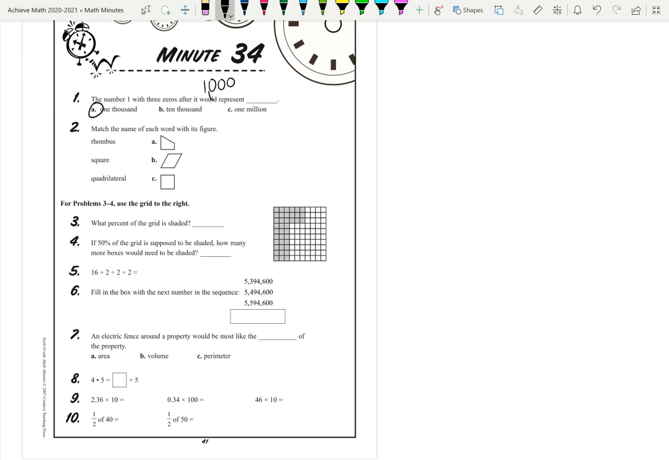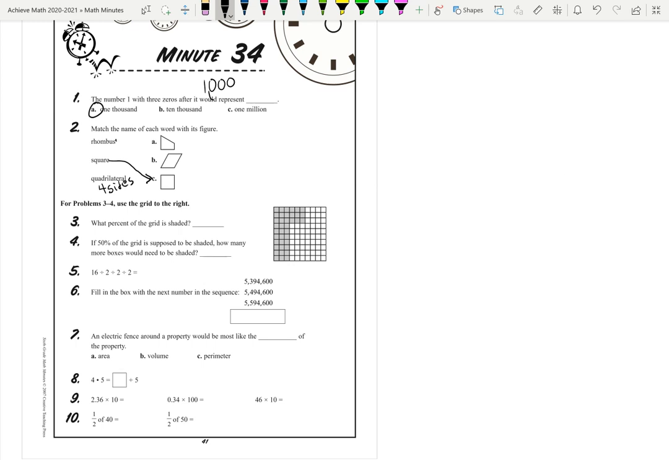Match the name of each word with its figure. A square has 4 equal sides, so I know this is going to be C. I know that a rhombus and a quadrilateral... okay, which one is it going to be? Well, quadrilateral means 4 sides.